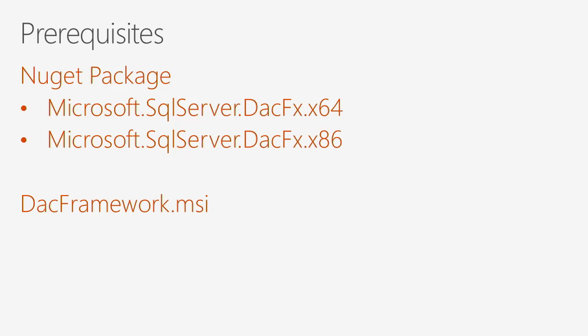Well, you've got one or two things. If you have been using SSDT before, you're probably already familiar with the DAC framework MSI, which is the redistributable version of all the libraries and things needed to do all the magic. But there's also a NuGet package which has just this part that we're talking about. So it's a subset of the DAC framework. And so it's just the API, public model API. And it comes in two bits depending on what it is you care about.